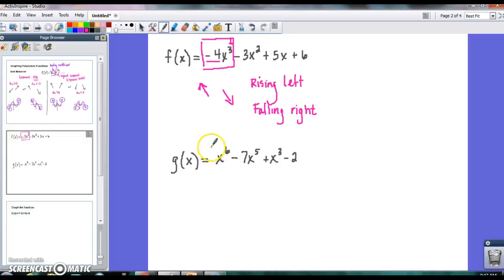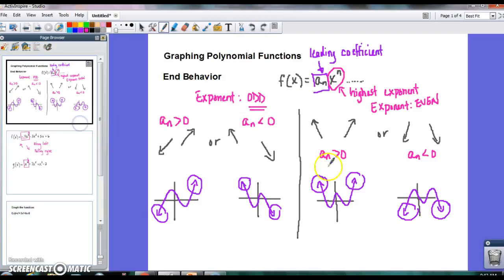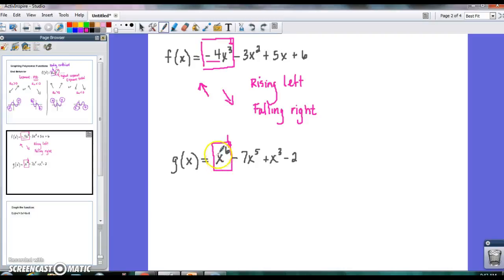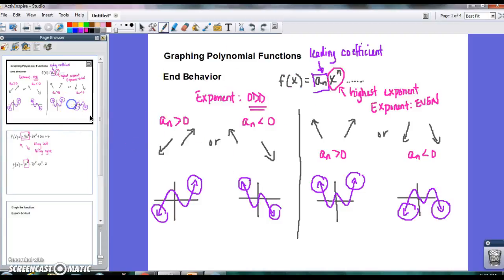Let's look at this second example. Again, I don't care about the rest of the function right now. All I care about is the very first term. First thing I'm going to look at is that exponent. That exponent is even. That tells me that both ends are either up or both ends are down. Because my leading coefficient here, there's nothing written, that means that it's 1. And because 1 is positive, my leading coefficient is positive, both ends are up.